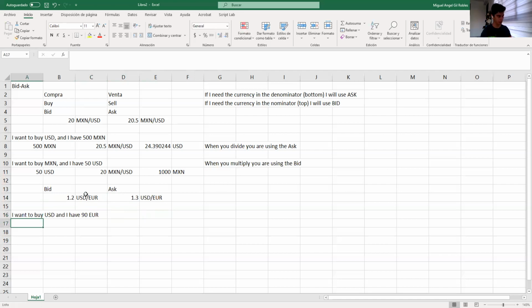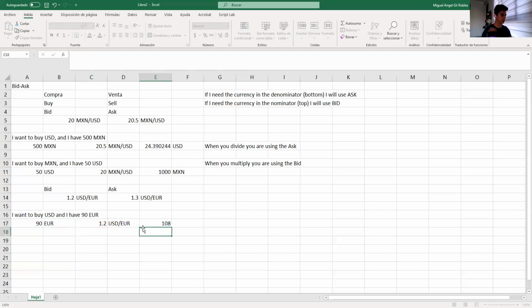Okay, so let's do it the way we usually do it. 90 euros, and the question is which rate, bid or ask. So in this case, I need to check what I need. I need to buy dollars, and dollars are on top, so that means I will use bid. So I will use this one, copy this, and then divide or multiply. I have euros on top, euros at the bottom. I need to multiply, right?